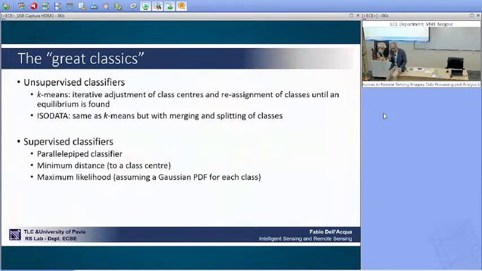let me say it in another way. I talked about spectral behavior, okay, spectral behavior of a certain class. We have seen at the beginning of the course the spectral behavior of vegetation, for example, okay.